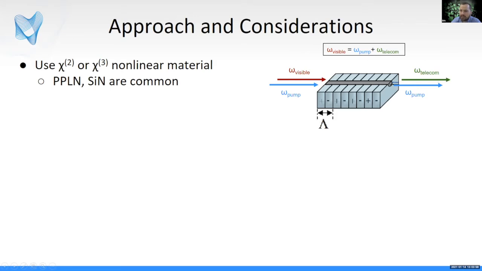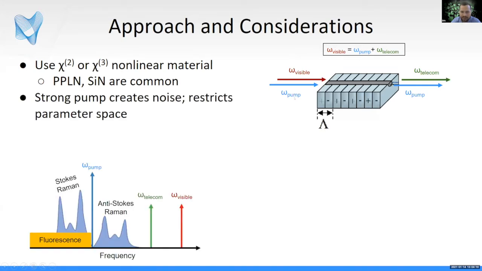I should say this is for a Chi2 type interaction. If you're doing something with Chi3, you basically just have two pump photons as opposed to one pump photon, so just a 2 in front of this pump. Now, the big problem with this as a practical matter is that this pump is typically something like hundreds of milliwatts, and that creates a lot of noise. If you look at the frequency spectrum here, imagine your visible photons over here and your telecom photons over here around the pump, but there's a bunch of noise generated by various processes in the crystal. And as a matter of practice, that restricts the parameter space.